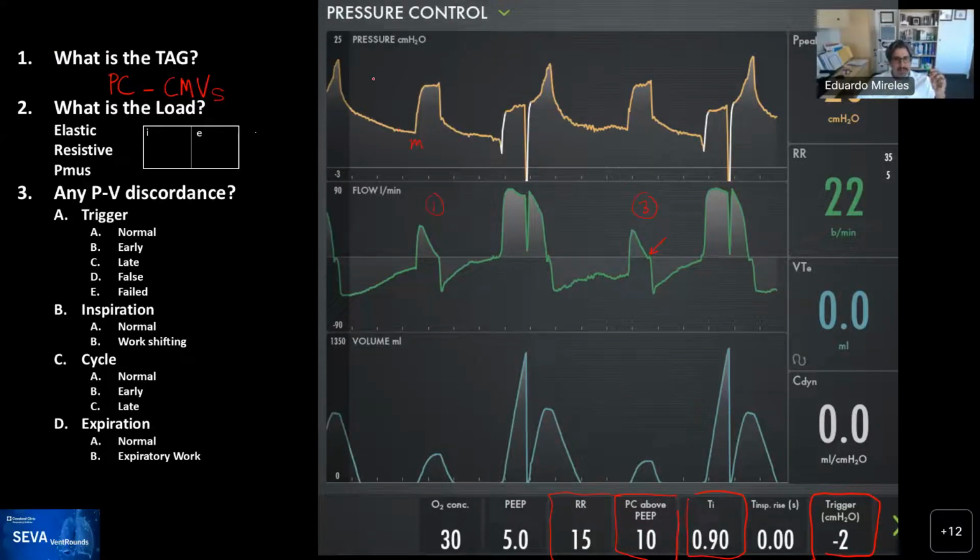Fantastic. Thank you, Rob. Then comes the load, and remember the load is, if you remember your equation of motion, you have pressure on one side, and on the other side you have the characteristics of the respiratory system and volume and flow. And so from the equation of motion.